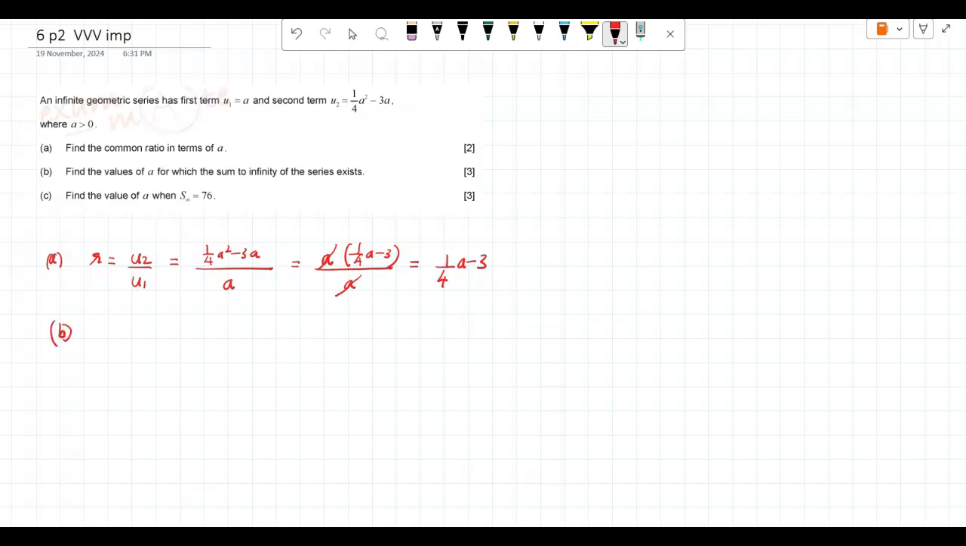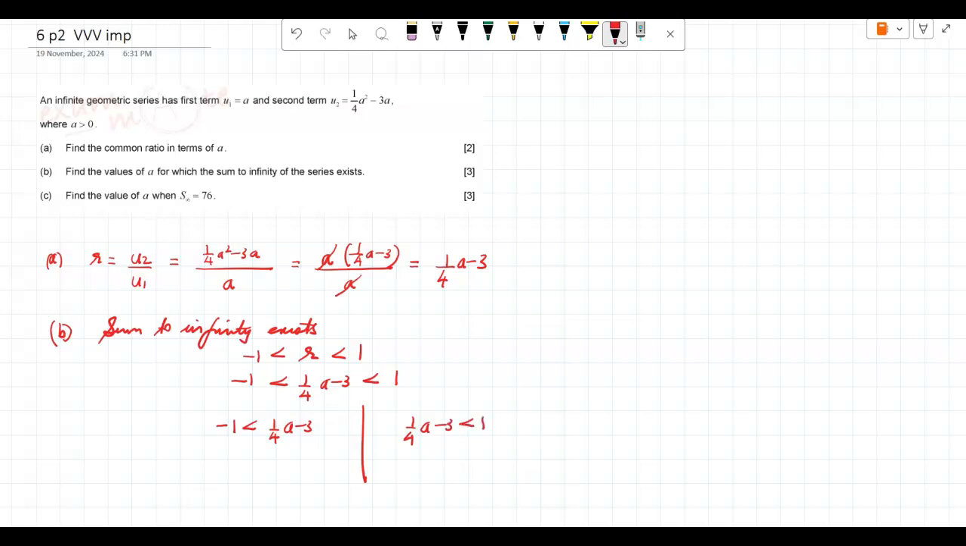Find the values of a for which the sum to infinity exists. Now, sum to infinity exists when your r lies between minus 1 and 1. So that means minus 1 is less than 1/4 a minus 3, which is less than 1. You know how to solve this, no? You can solve this part and you can solve this part. 1/4 a minus 3 is less than 1. You solve each part separately.